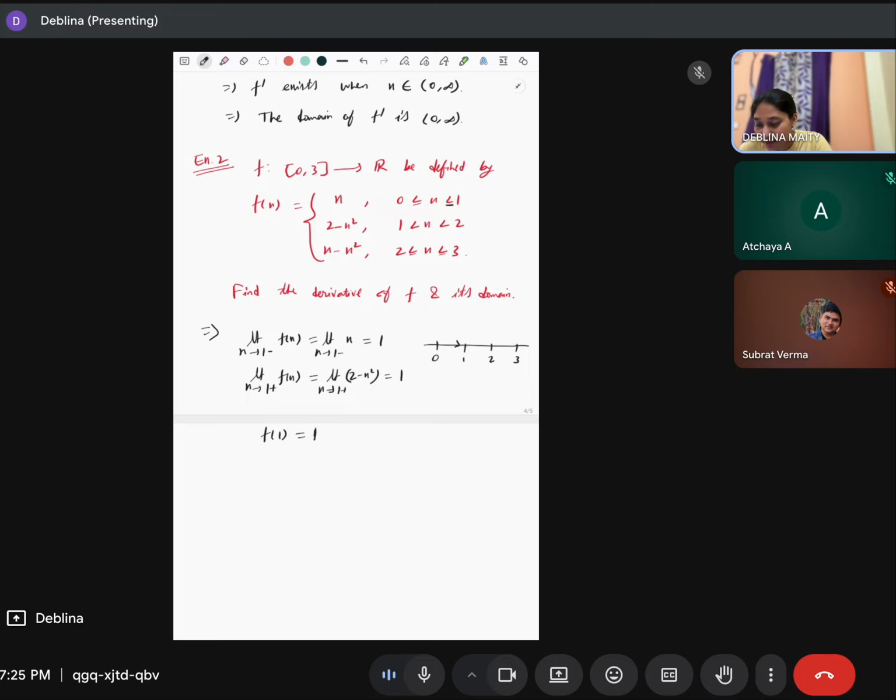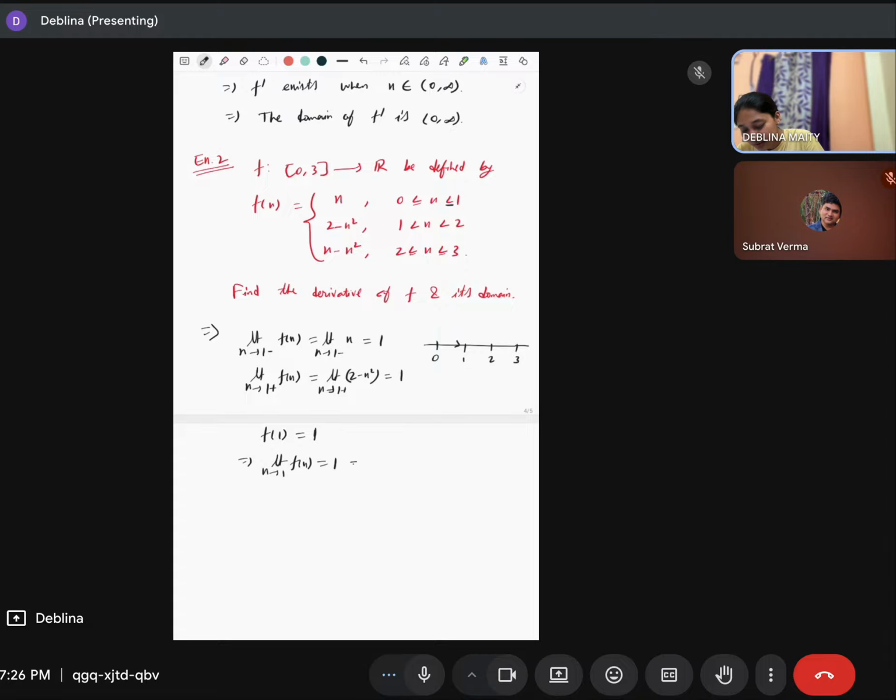So the first one is 0 less than or equal to x less than or equal to 1. The second one is 1 less than x less than 2. And the third one is 2 less than or equal to x less than or equal to 3. Okay? Now f(1) is 1, so all these are equal. This implies the limit as x goes to 1 of f(x) is f(1). This means f is continuous at x equals 1.